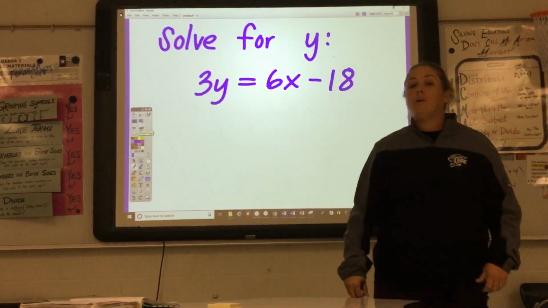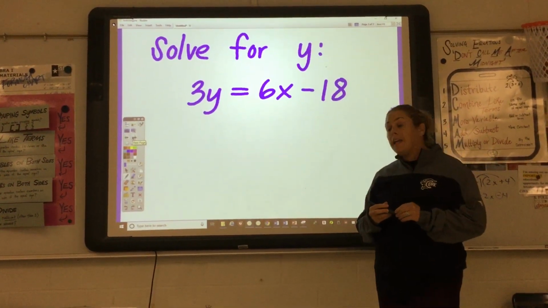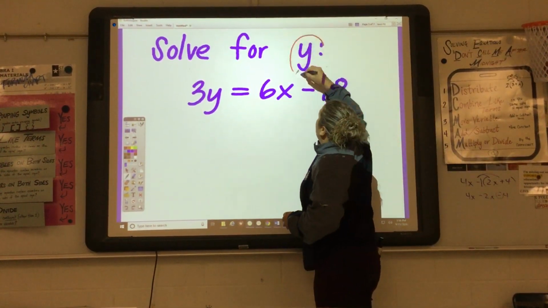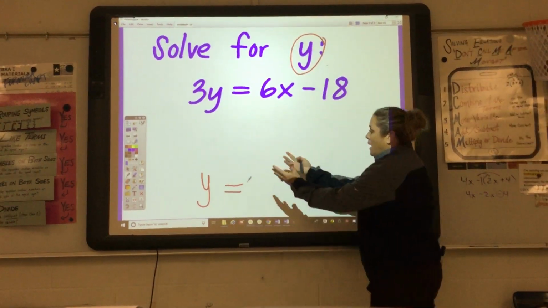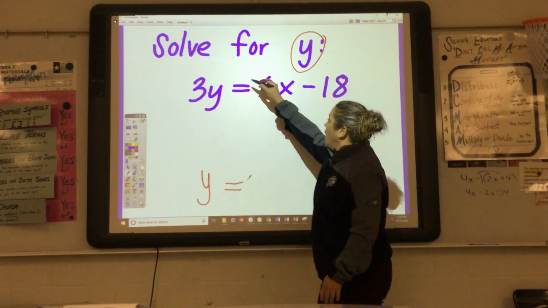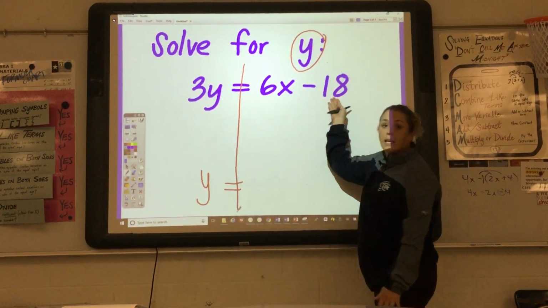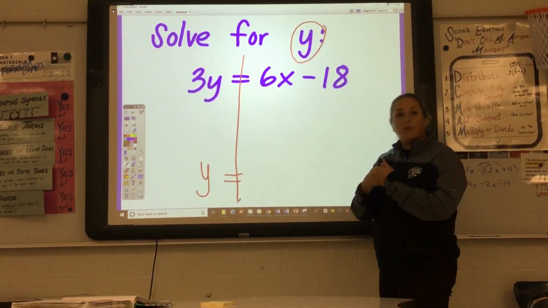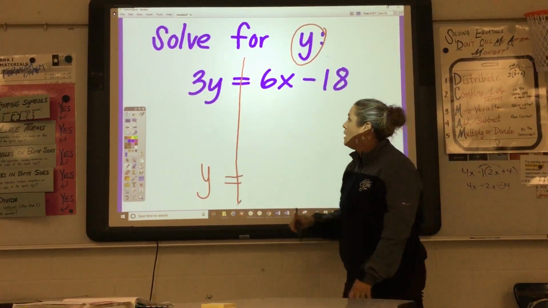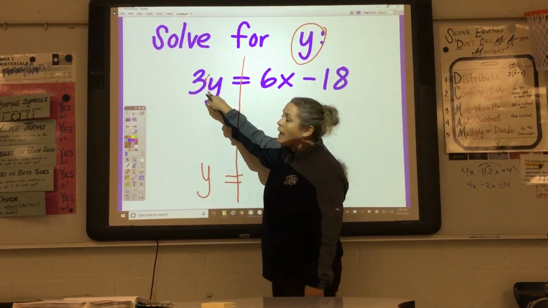Alright guys, just kind of going with another example. We're going to solve this equation for y. So solve for y, meaning I want y equal to and everything else on this side. Okay, so I'm going to draw my line. You cannot combine these two terms. This is an x term and a constant, so you can't combine them. They're not like terms. So what's happening here is 3 times y.